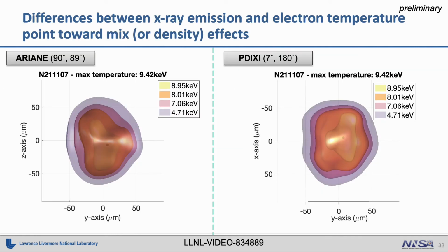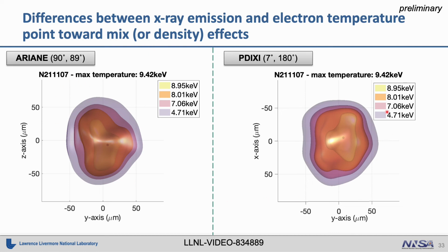So one very important point here is that we can make use of our result going forward to take a closer look at the difference between the brightest spot in terms of the X-ray emission and the hottest region in terms of the electron temperature, and the difference between them would give us more information about the mix effect or density effect in the hotspot.